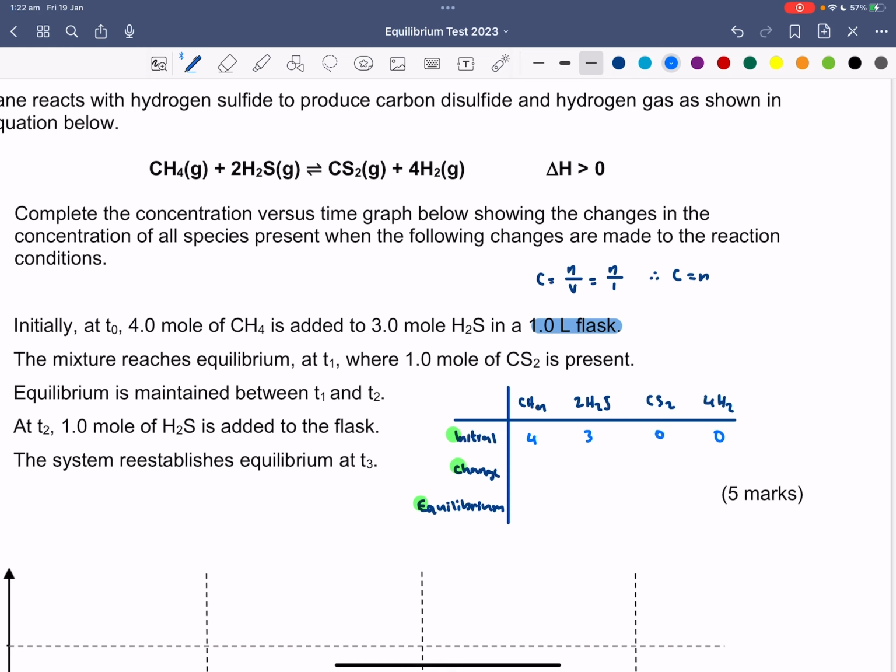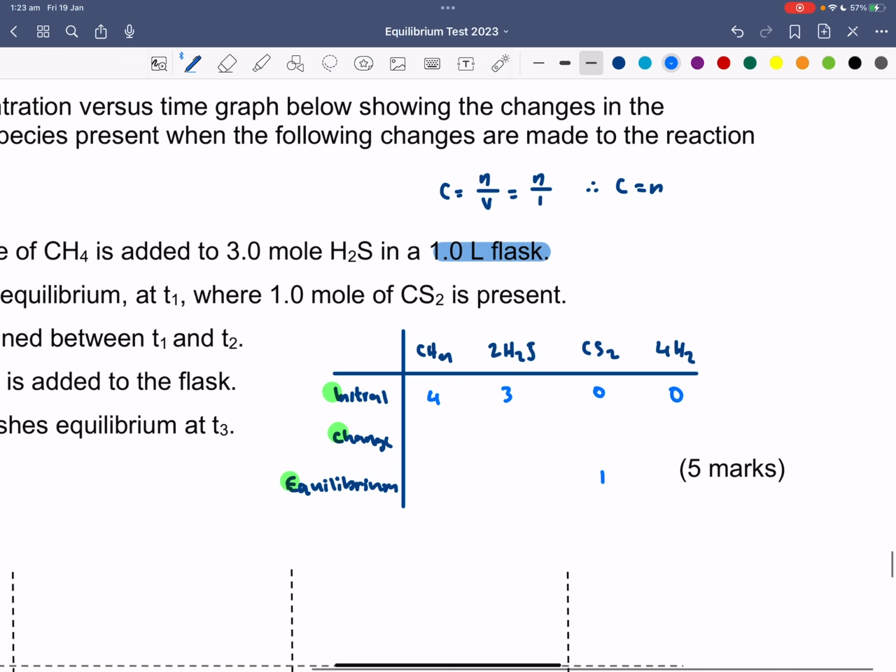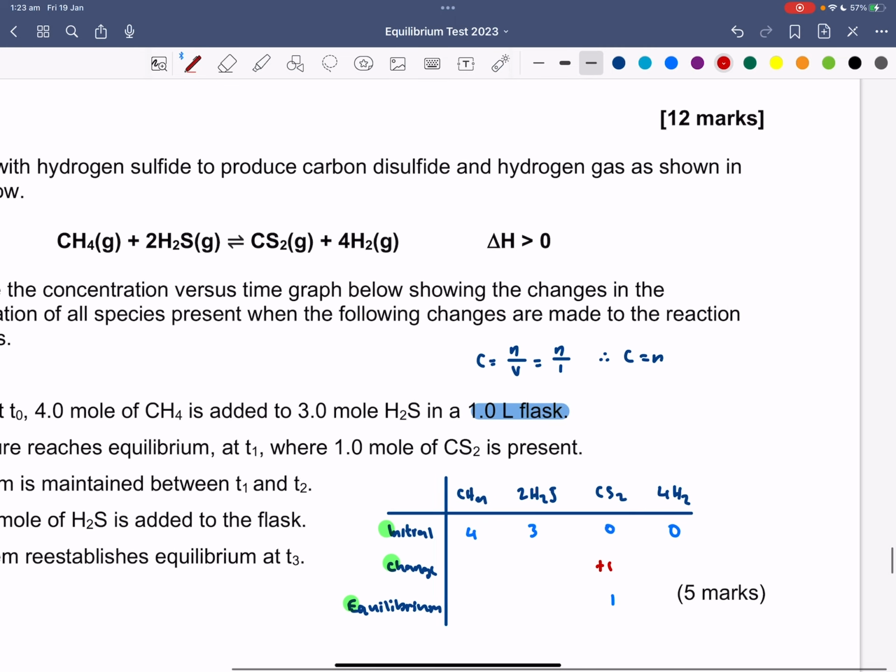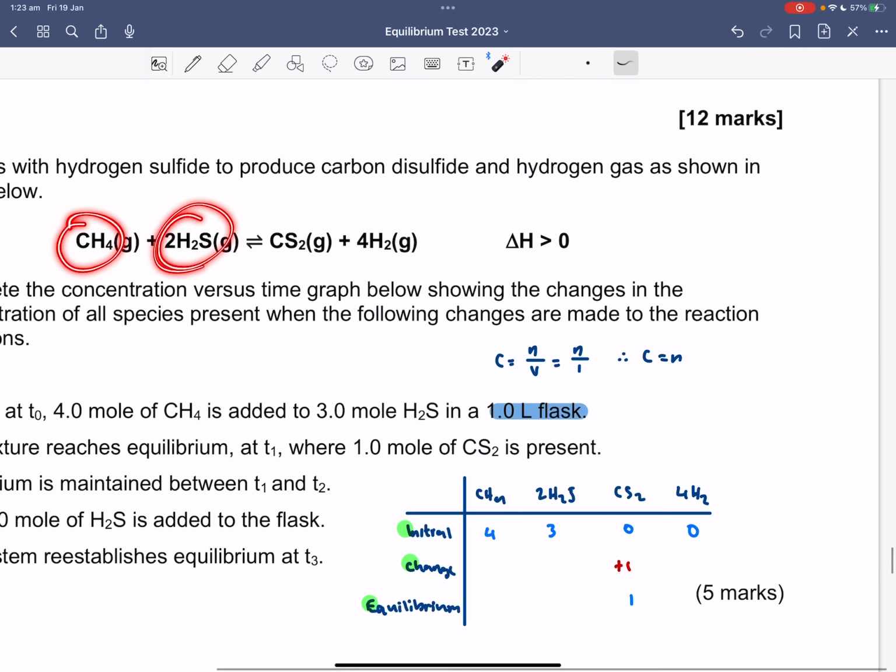All right, it says the mixture reaches equilibrium, and at equilibrium there is 1 mole of CS2. So there is 1 mole of CS2 at equilibrium, which means that the CS2 went up by 1. Now remember, the way it works is one of these reacts with 2 of these to make 1 of these and 4 of those.